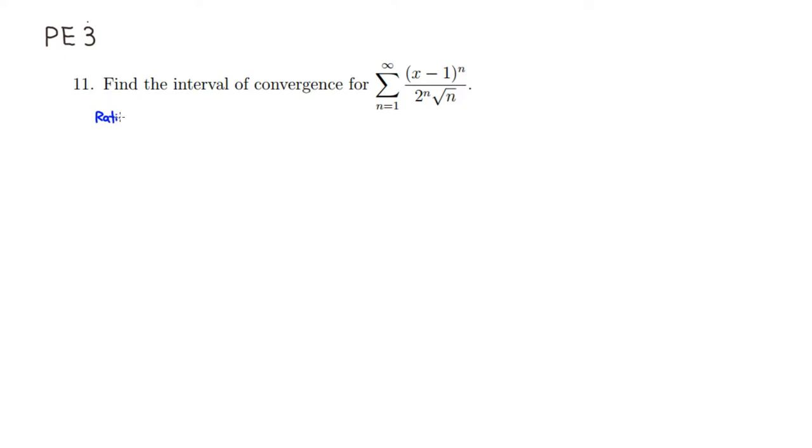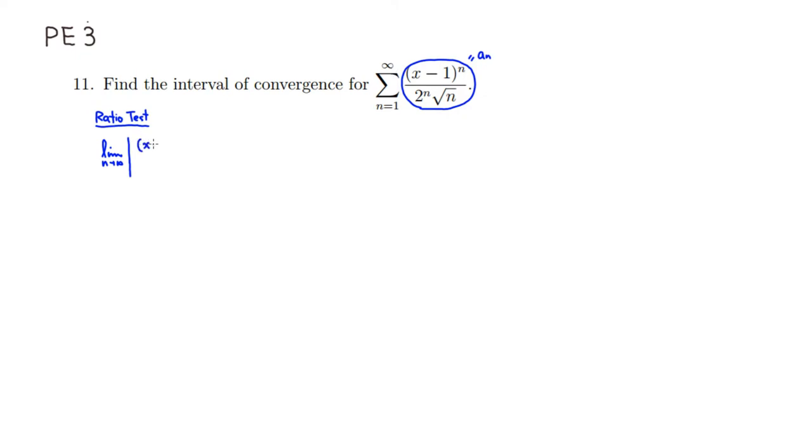Ratio test. Alright, so we're going to do a limit as n approaches infinity, then we have an absolute value here. This is going to be our a_n. So we would like to have a_(n+1). So every time we see n, we put n plus 1.